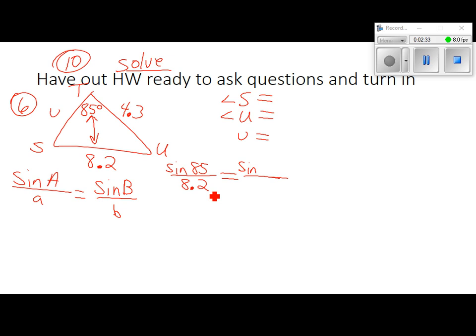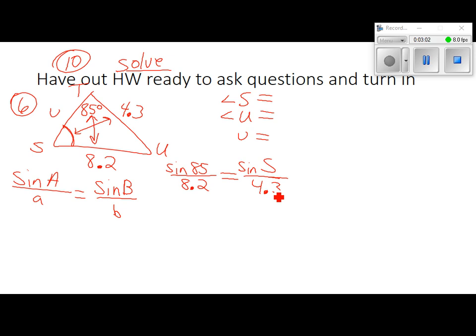Then apparently we're going to have to find an angle next, right? Which angle do you want to try to find? S. And we do that, so we're doing this one. The reason we do that is because we know the 4.3. The other way, we'd be out of luck. We don't know either part. So sine of angle S, and what goes on bottom? 4.3.